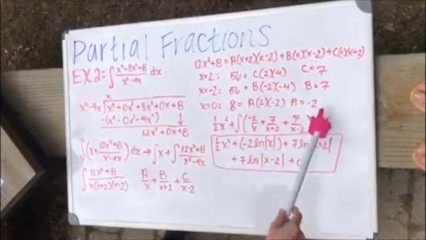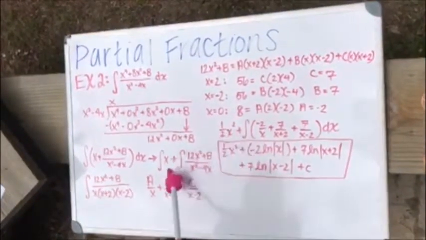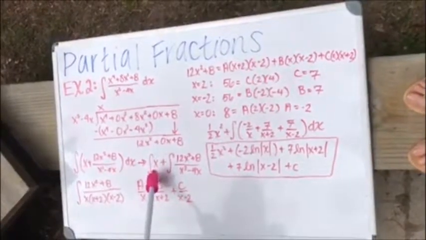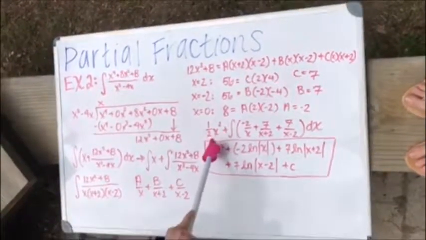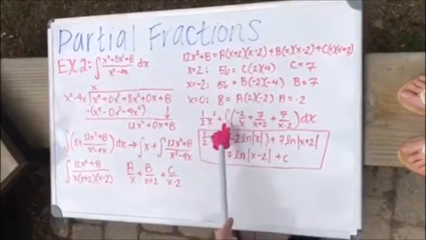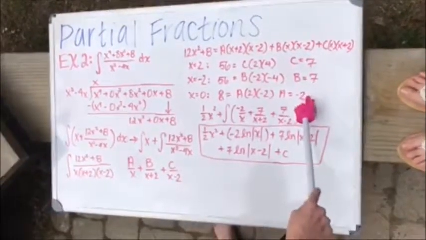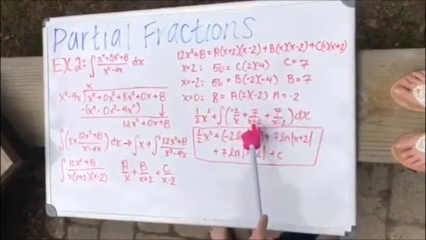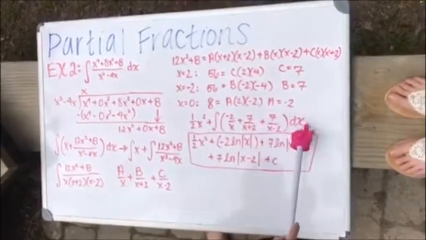And now we're going to solve the final equation, and so we're going to go back to this part that we were ignoring, this integral of x. And if you just take the antiderivative of that, it is 1/2 x squared. And then you have plus the integral. When we plug our letters back into this, we get -2 over x plus 7 over x plus 2 plus 7 over x minus 2 dx.